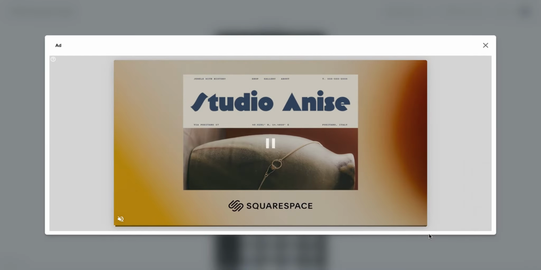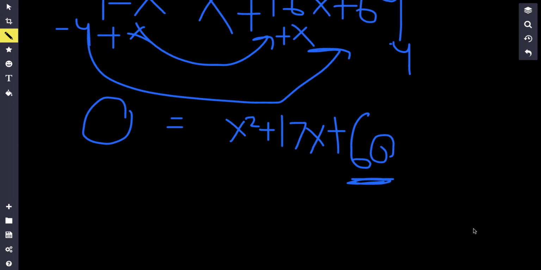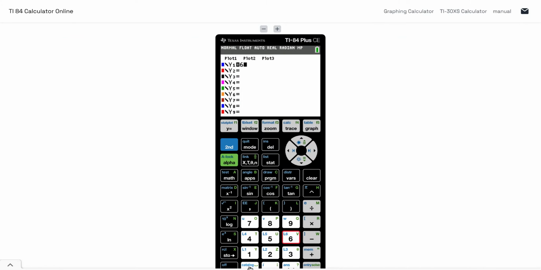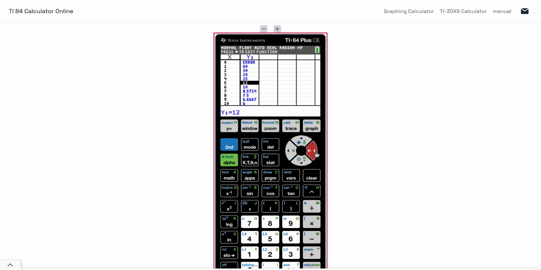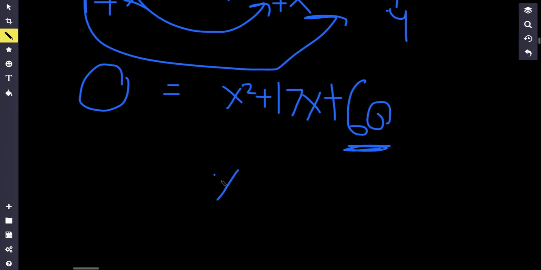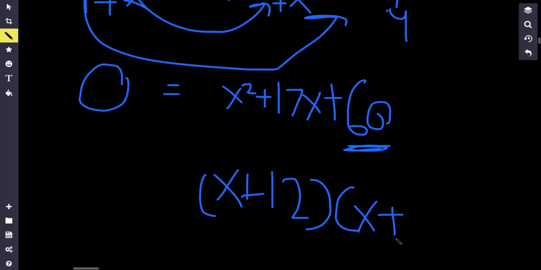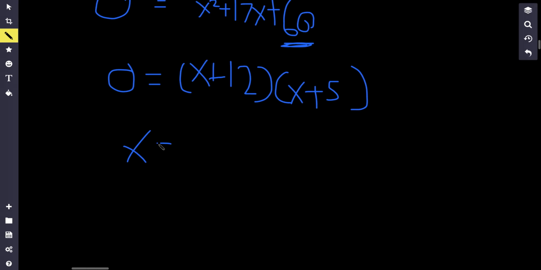What you do is you put your last term, or your constant, in for x. So you put 60 and you divide it by x. You're going to go to table, and it's going to give you all the factors for it. So two numbers that multiply out to be 60 and add up to be 17 are 5 and 12. Okay, so TI-84 is pretty powerful, let's just say. So x plus 12 times x plus 5 equals 0. So either x is equal to negative 12 or x is equal to negative 5.